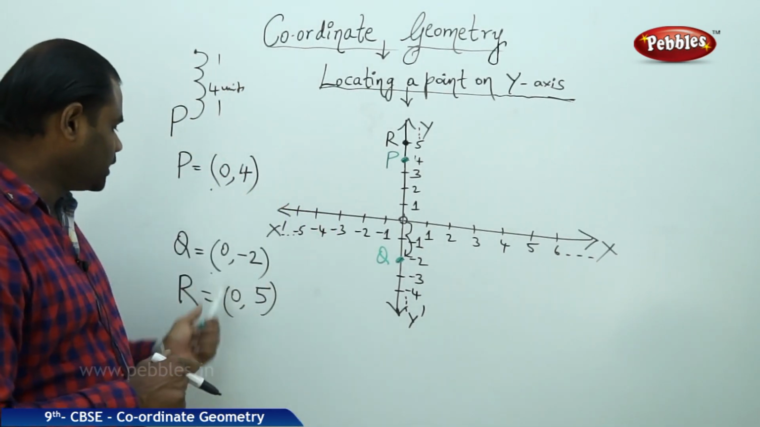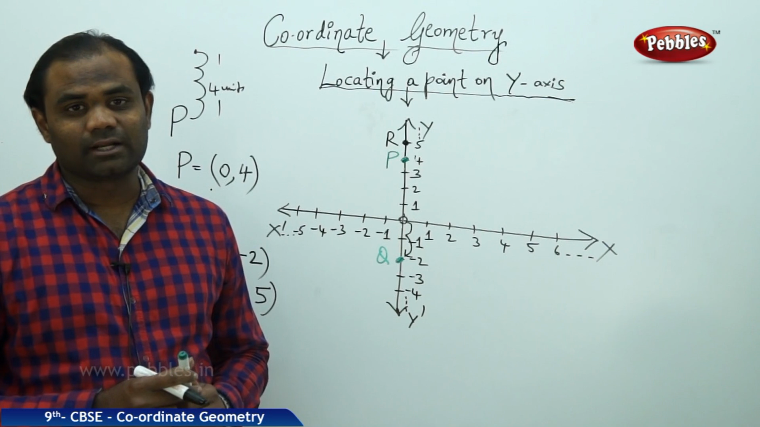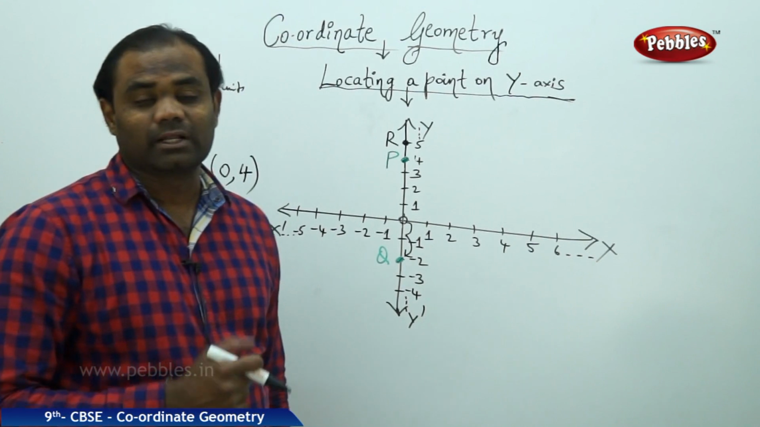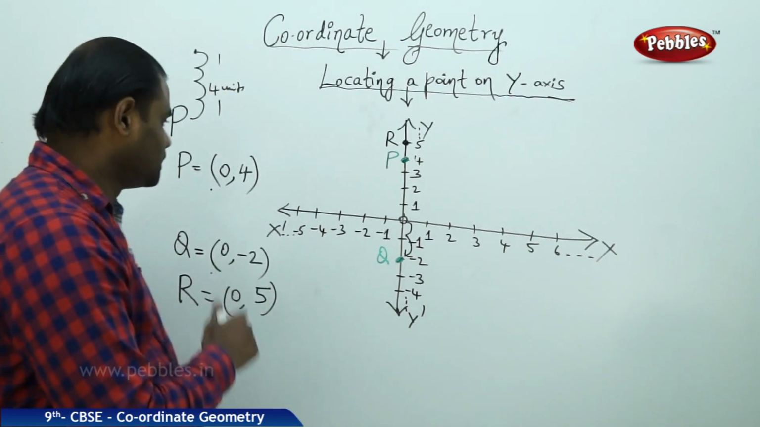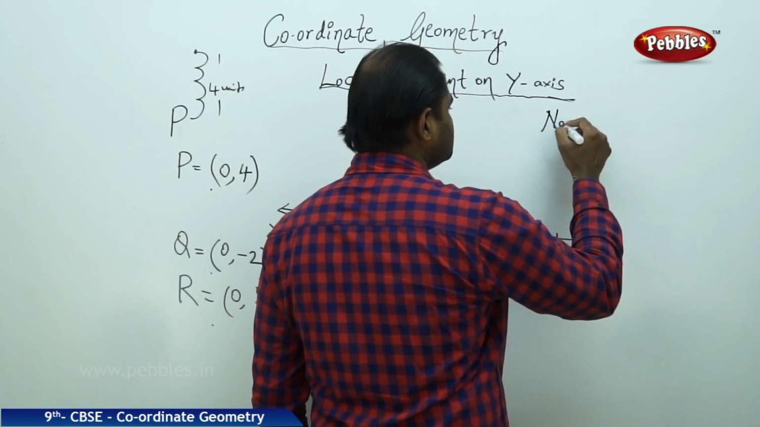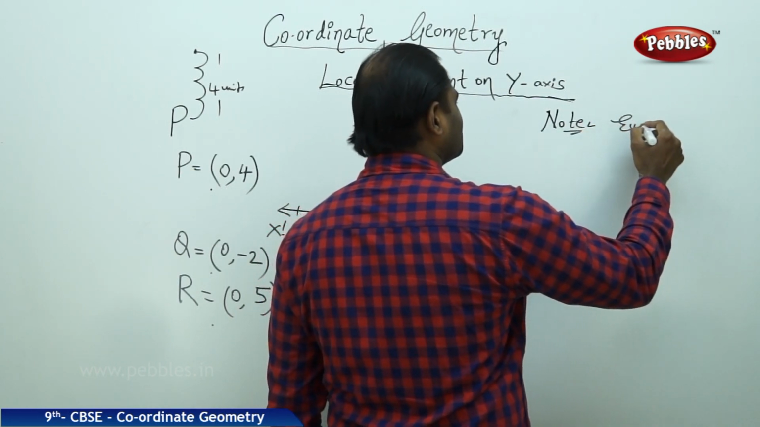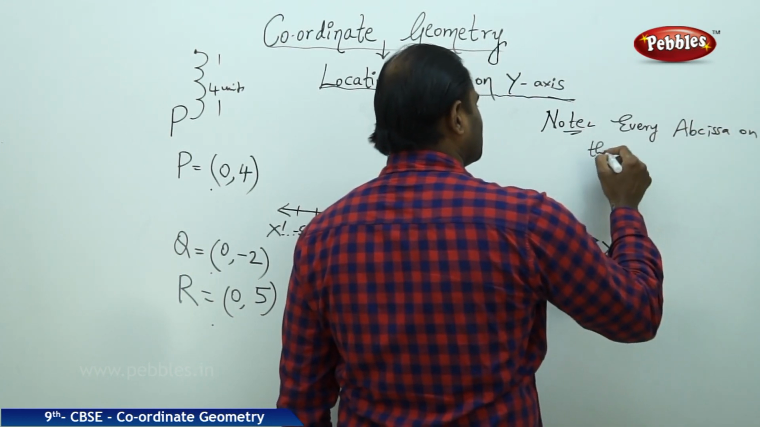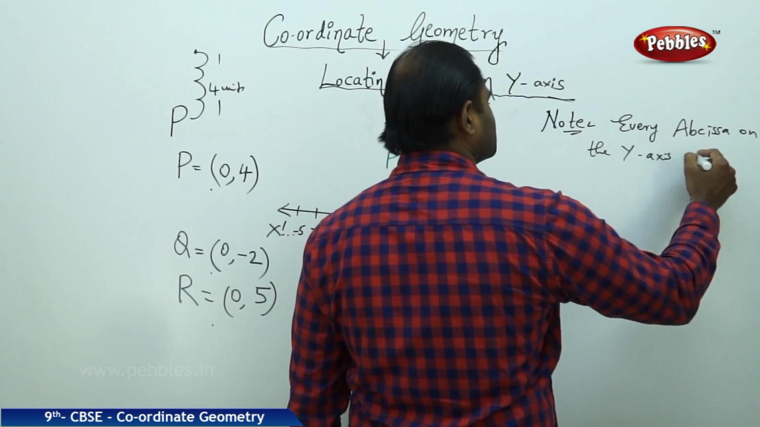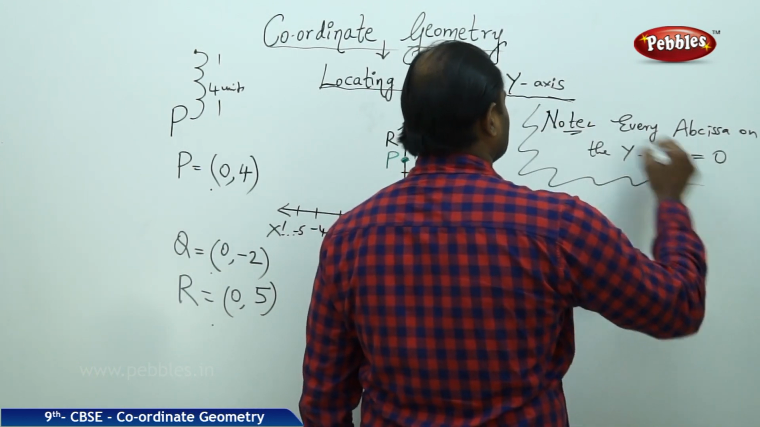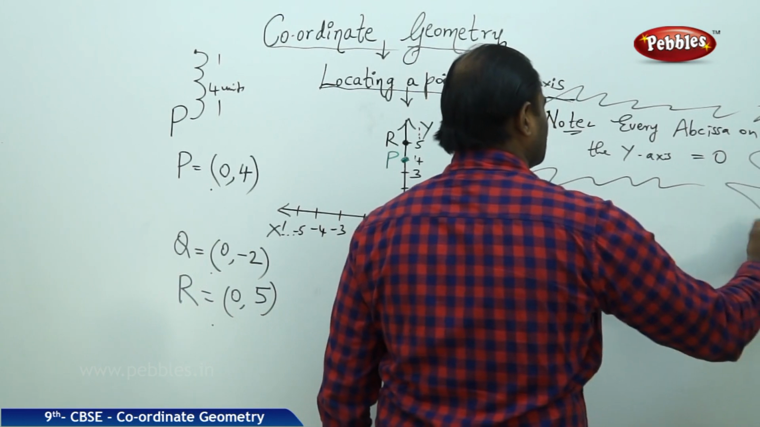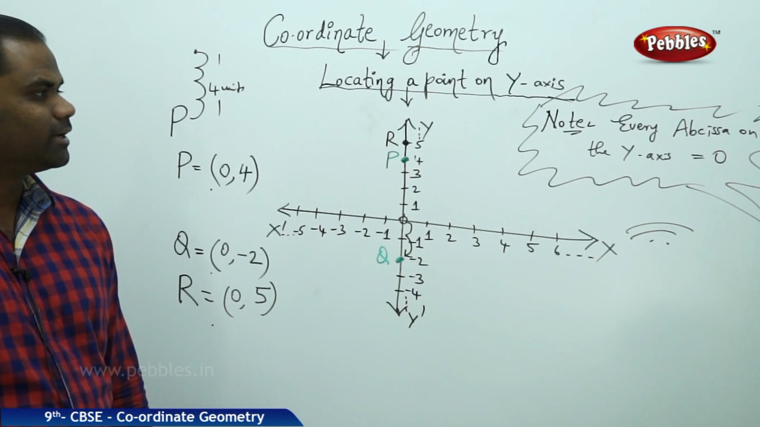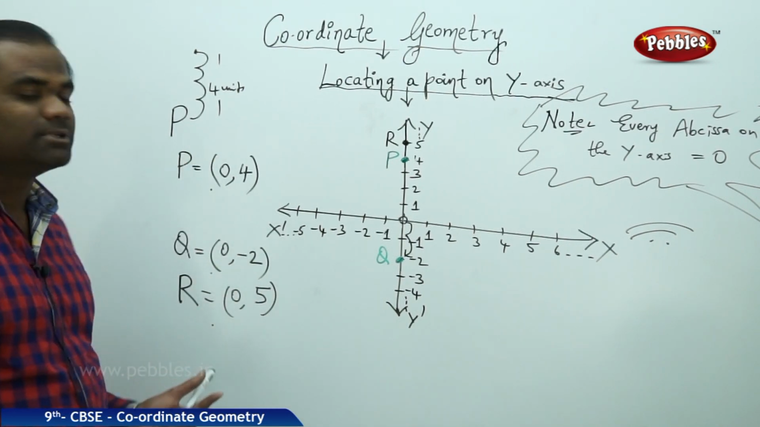So each of the x coordinates being 0 implies that for every point on the y axis, the abscissa will be 0, unlike the x axis. So here I note: every abscissa on the y axis is equal to 0 is how I make the outcome. Every abscissa on the y axis must be 0.